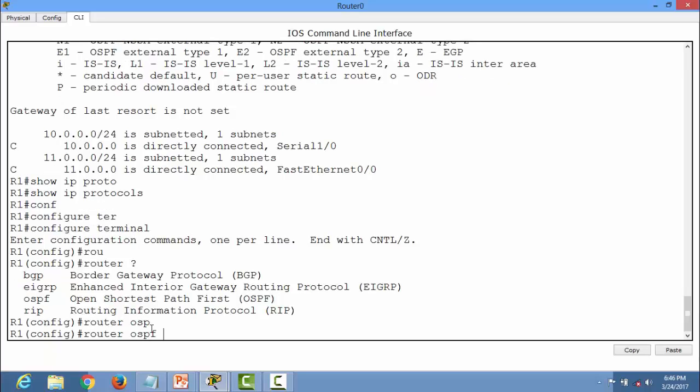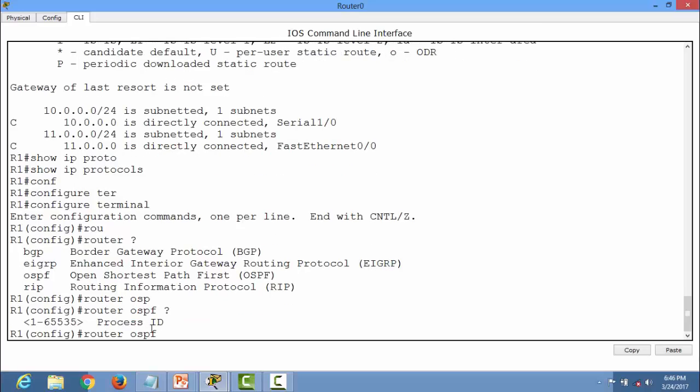In my last video I told you the next argument is the process ID. It can be the same or it can be different. In EIGRP, we configure the AS number that should be the same on all the routers. But in case of OSPF, it is the process ID that is totally locally significant. It does not have any relevance with the routing process. So to demonstrate it better, I'm going to use a different process ID for all the routers. Here I'm using 10.